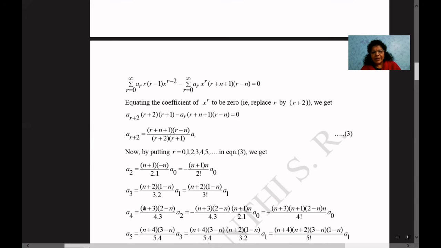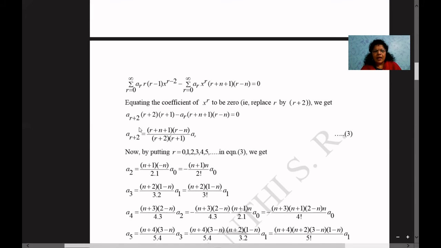So what will you get? (n plus 3) into (n minus 2)... minus n, this minus will come outside. (n plus 1) into n divided by 4 into 3 into 2 factorial, that is 4 factorial. Correct? Of A0. Similarly, we'll get A5.